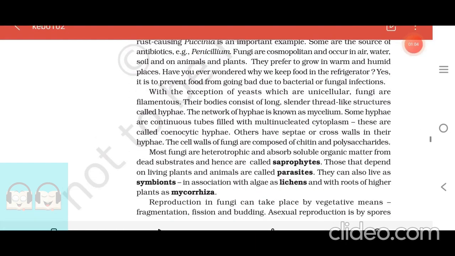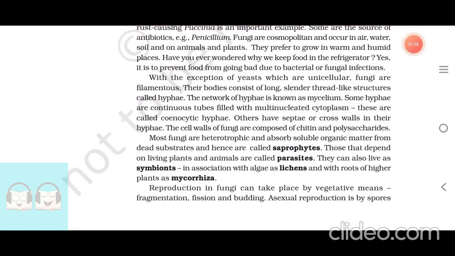With the exception of yeasts, which are unicellular, fungi are filamentous. Their bodies consist of long, slender thread-like structures called hyphae. The network of hyphae is known as mycelium. Some hyphae are continuous tubes filled with multinucleated cytoplasm. These are called cenocytic hyphae. Others have septae or cross walls in their hyphae.